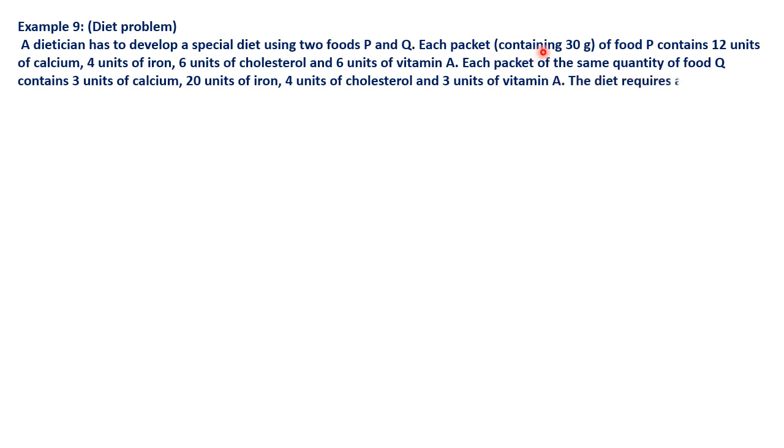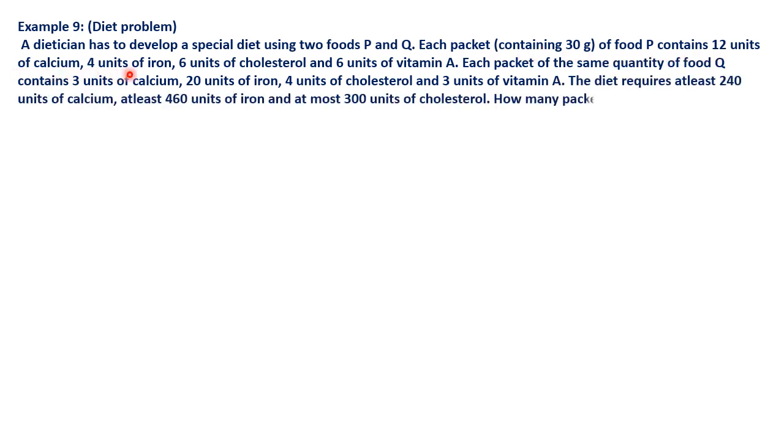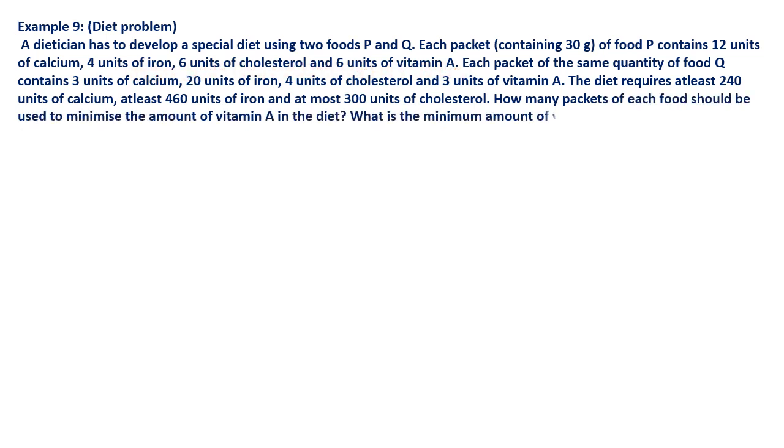Each packet, means per packet, 30 gram of food P contains 12 units of calcium, 4 units of iron, 6 units of cholesterol and 6 units of vitamin A. And each packet of the same quantity of food Q contains 3 units of calcium, 20 units of iron, 4 units of cholesterol and 3 units of vitamin A.